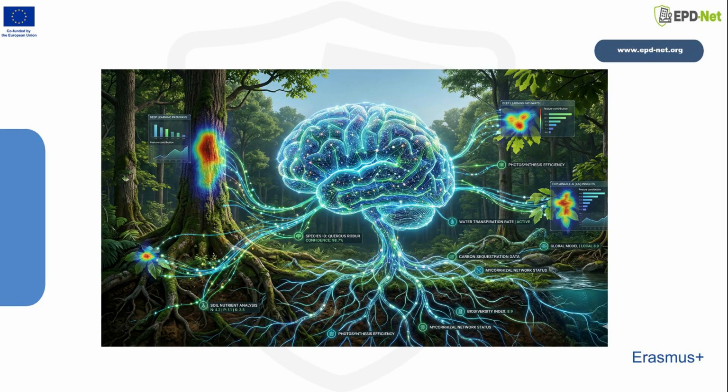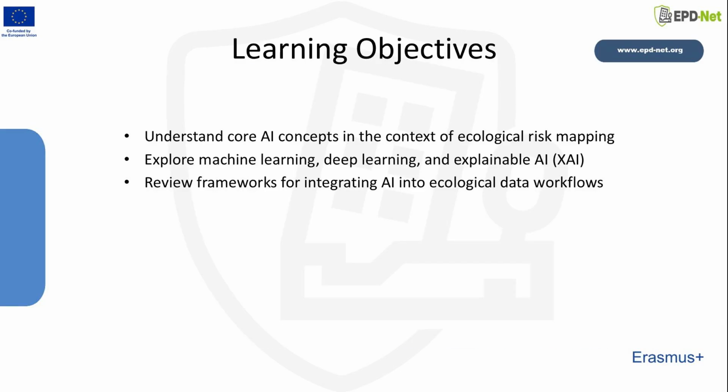The AI application workflow in ECO-DRR. Data preparation. Risk elements and sources. Integrating ecosystems with DRR via AI. AI application scenarios by ECO-DRR procedure. Best cases and summary. Best cases. AI in ecological risk reduction. Summary. Using AI for ecological risk mapping. References. Understand core AI concepts in the context of ecological risk mapping. Explore machine learning, deep learning, and explainable AI, XAI, review frameworks for integrating AI into ecological data workflows.